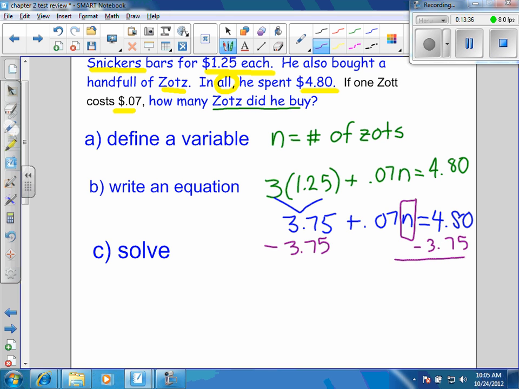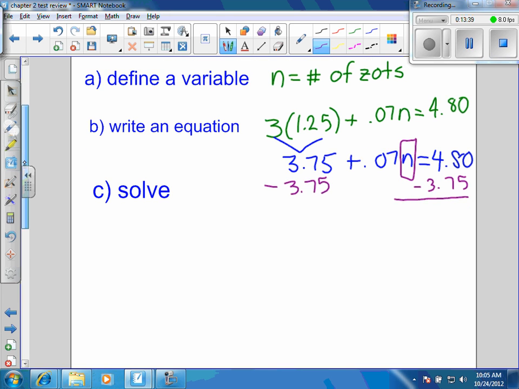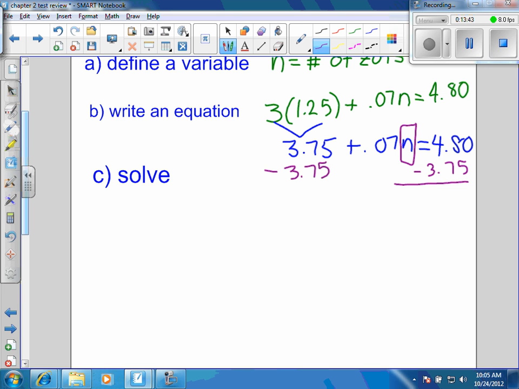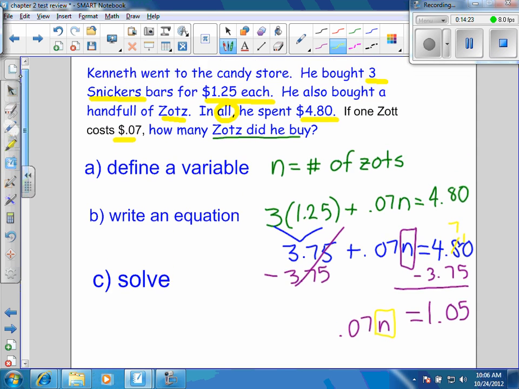Okay, so Emilio, when I do this, what do I get on the right hand side? Okay, so 1.05. And over here, those cancel and I have 0.07 n. Okay, so again we have opposite operations here, right? Change that to 7. Subtract. What is it? Is it $4.80 or $4.08? Did I write it down wrong? I think I did. $4.80.